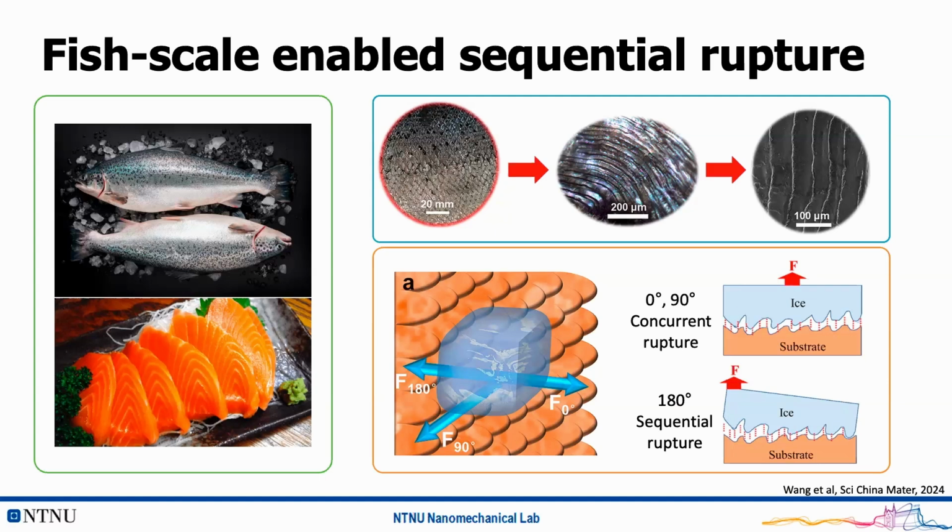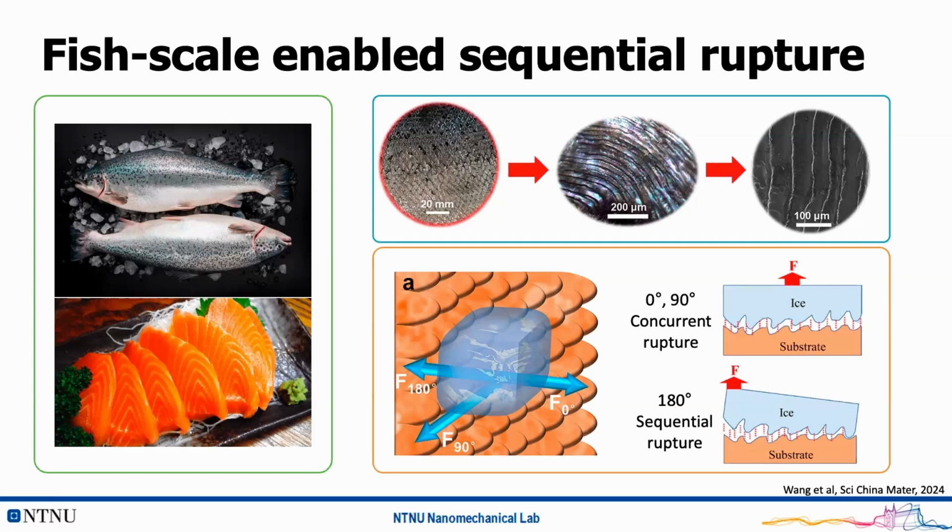Since the salmon usually is huge, we have a large area of those fish scales. And then we are thinking that if we can use the anisotropy of those fish scales to realize a new deformation mode or fracture mode, how to understand that?